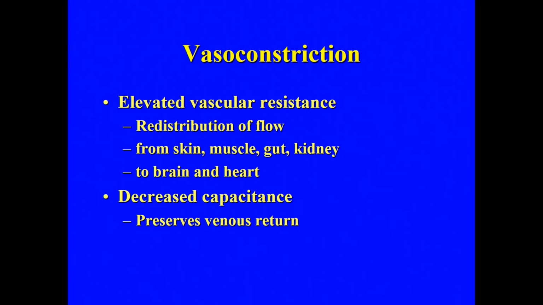Vasoconstriction leads to an elevated vascular resistance and a redistribution of flow away from the skin, the muscle, the intestine, and the kidney, and again back to the brain and heart. Vasoconstriction on the venous side leads to decreased capacitance of the venous reservoirs and preserves venous return, again in an effort to maintain preload.